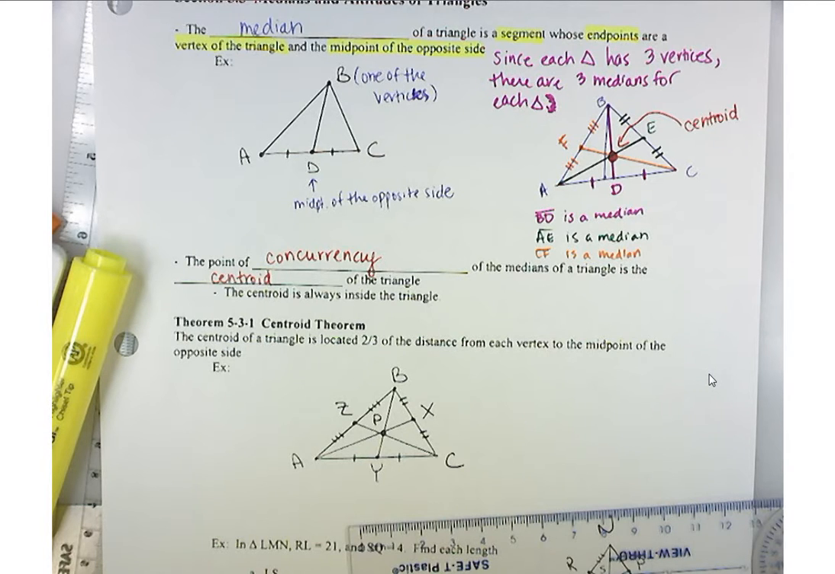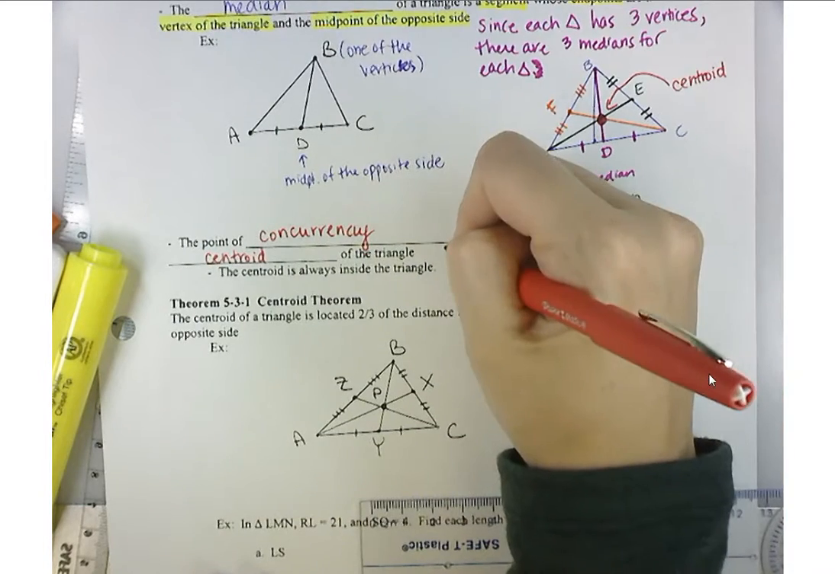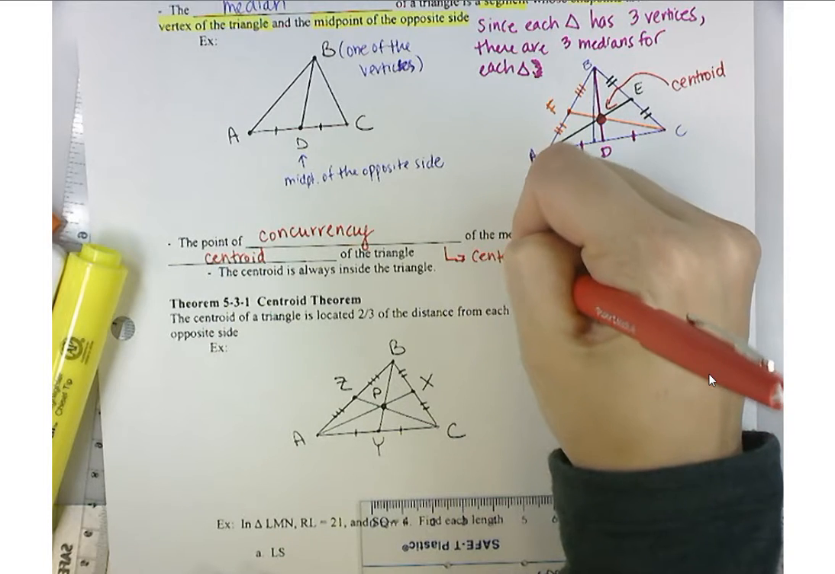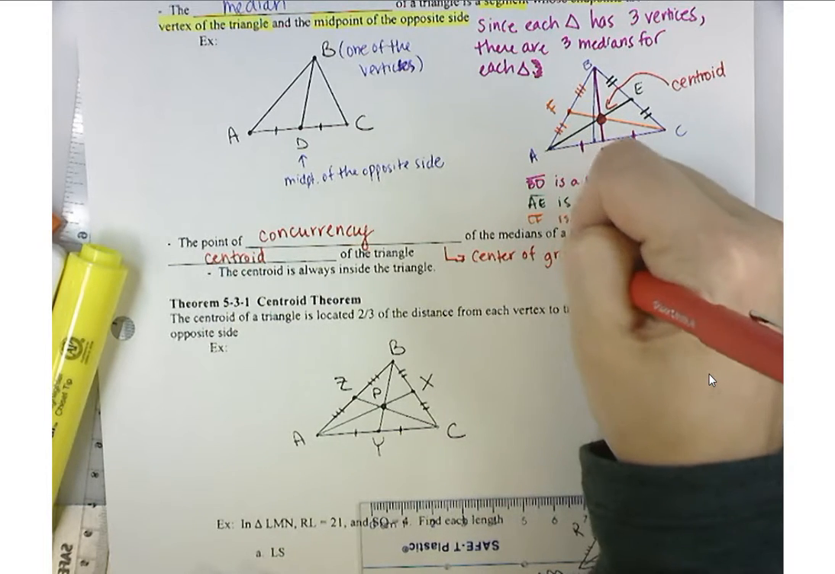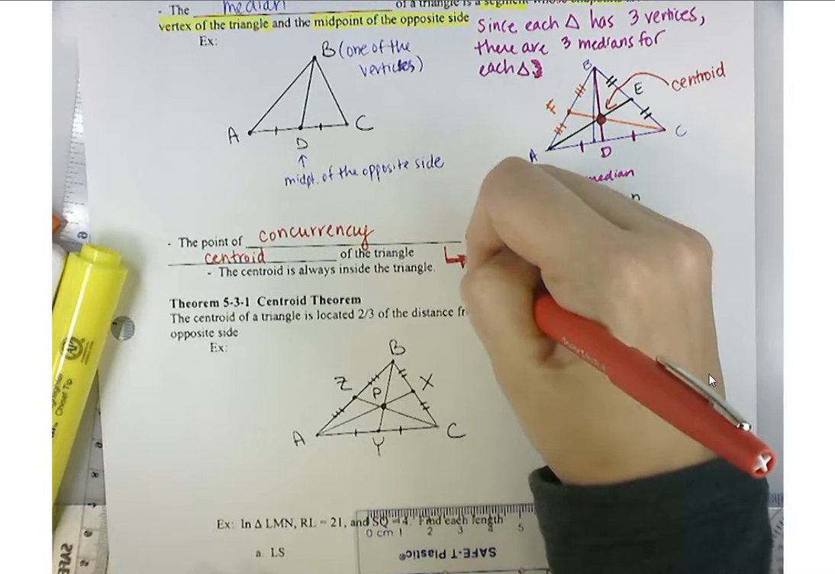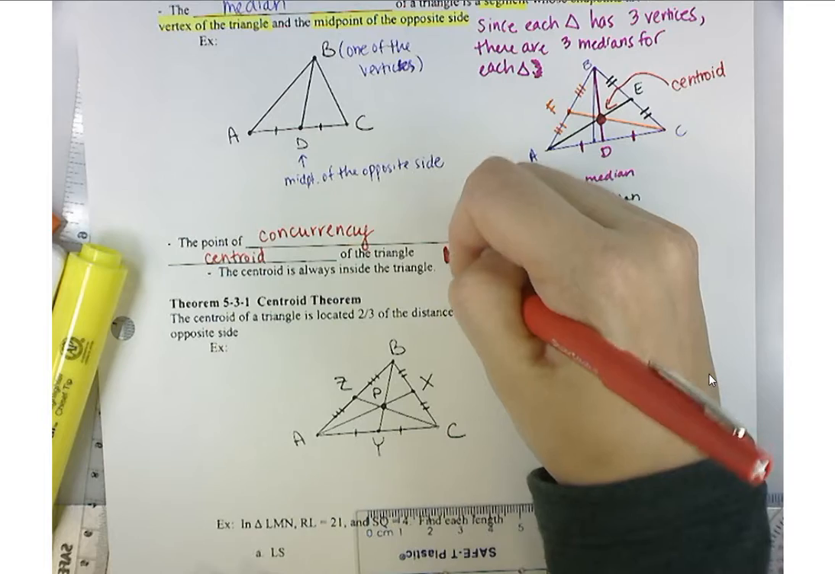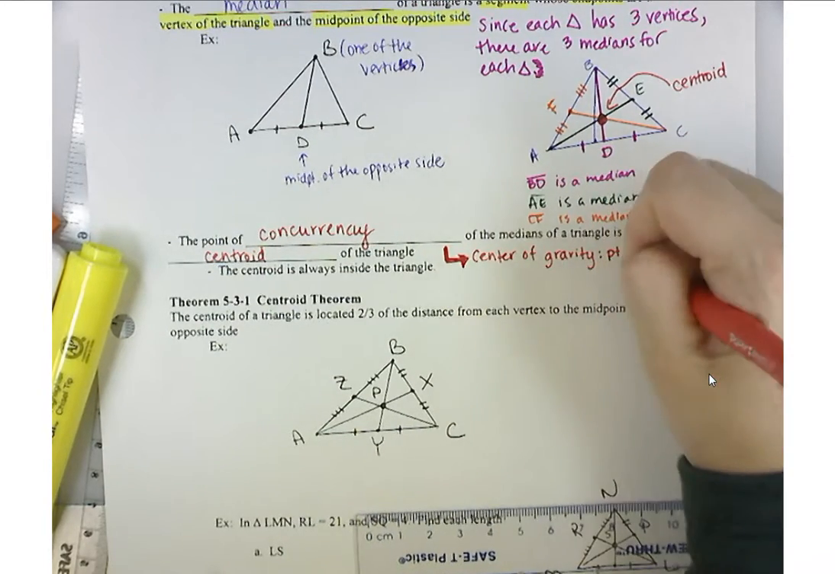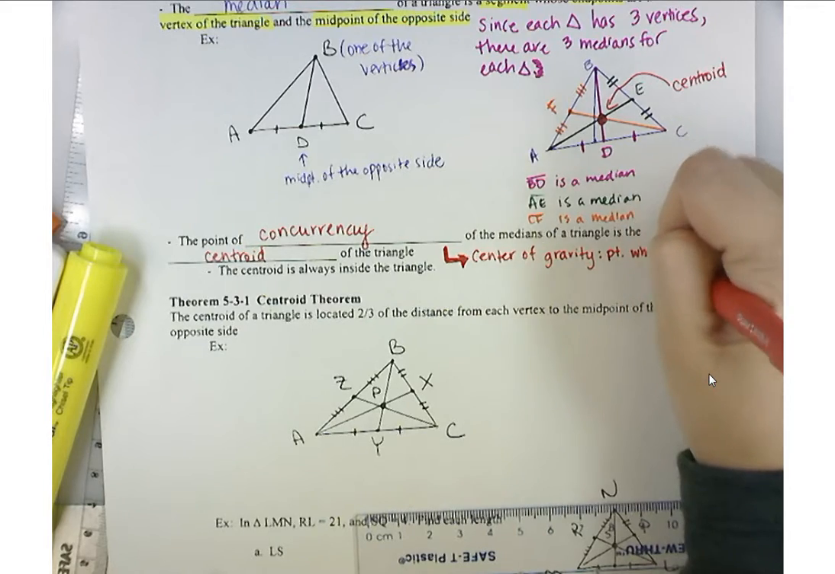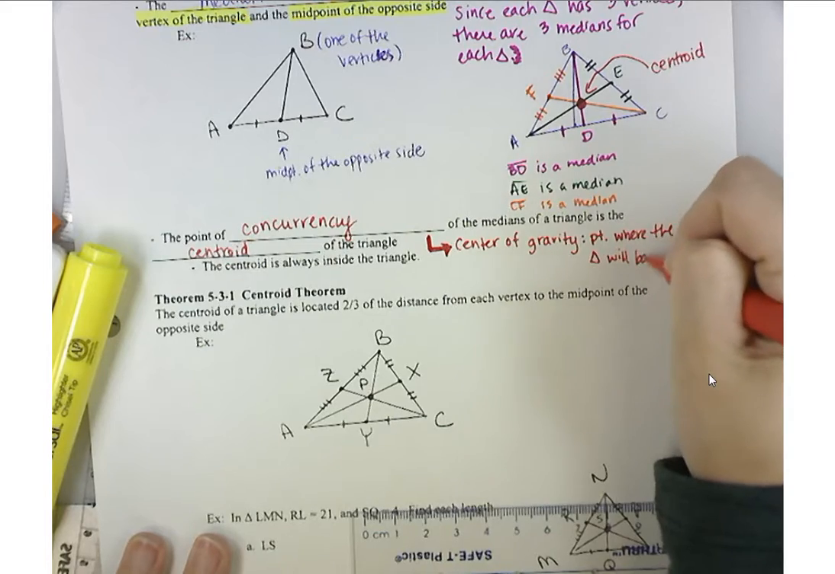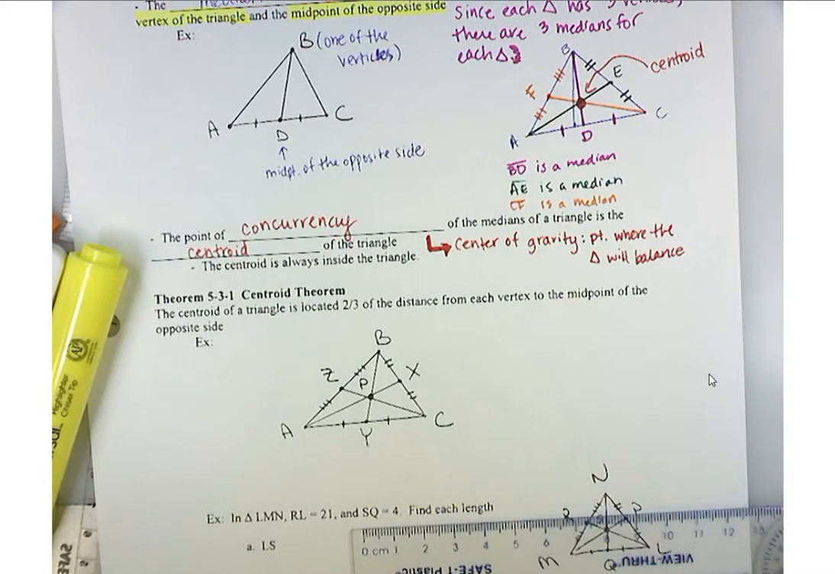Okay, and when we say point of concurrency, that might be a new term for you. The point of concurrency is the center of gravity. Do you guys know what that means? It's like in gymnastics. So the center of gravity is where things are going to balance. Okay, so that's going to be the point where the triangle will balance.